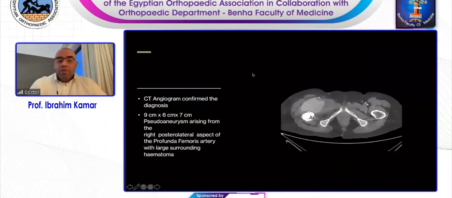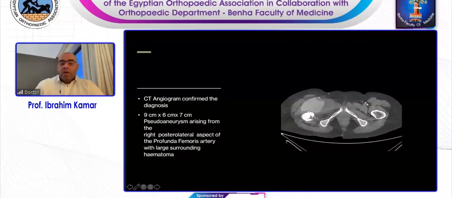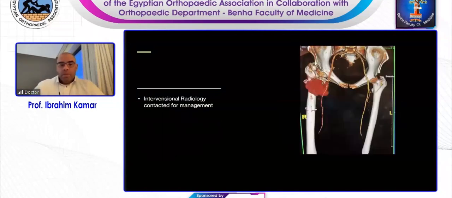Then they went for a CT angiogram. It confirmed the diagnosis and showed a 9 by 6 by 7 centimeter pseudoaneurysm arising from the right posterolateral aspect of the profunda femoris artery with a large surrounding hematoma. And this is a 3D image of the CT.